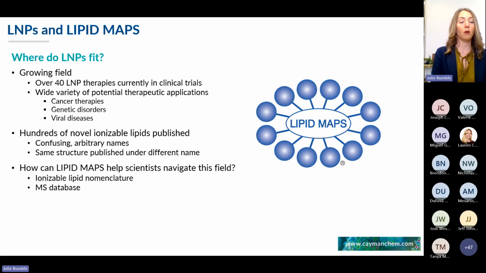There have been hundreds of published ionizable lipid structures in the past decade. The naming of these lipids is often confusing and arbitrary. I have seen several published names for the same structure. A colleague of mine recently remarked how every time he sees SM-102, he thinks of this sphingomyelin class of lipids. I think LIPID MAPS would be a great fit to help provide tools for scientists to navigate this field, whether that be nomenclature guides or, as Val mentioned in the introduction, mass spec databases.